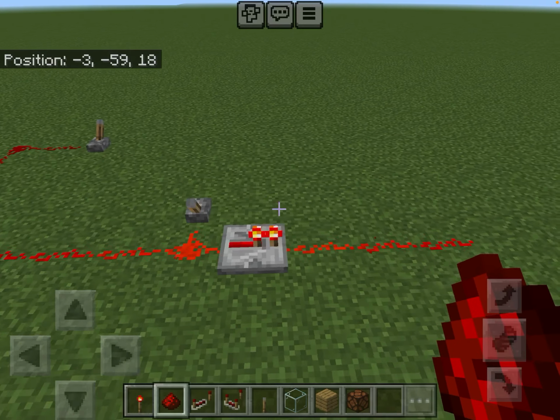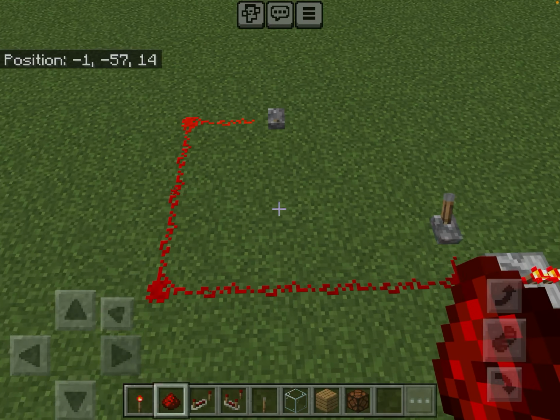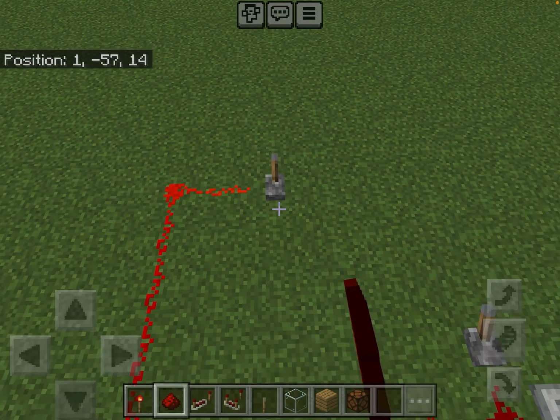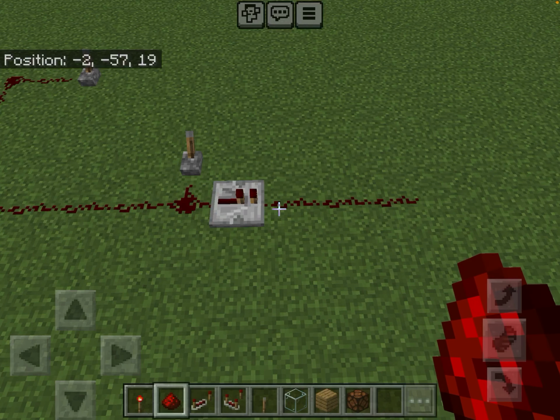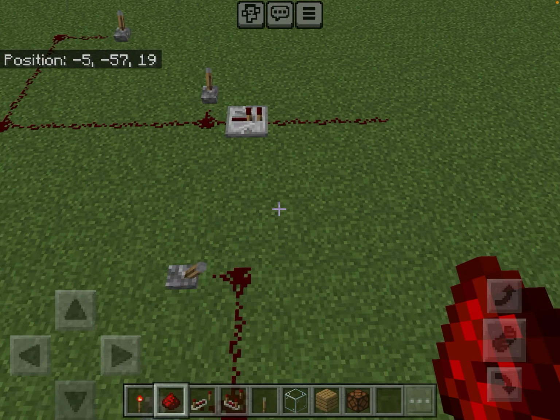So no matter what signal, you can see it's this signal here, and then this signal here, same thing. But do note that if it's off, it's not gonna power anything. So if the signal is not 0, then signal is 0.